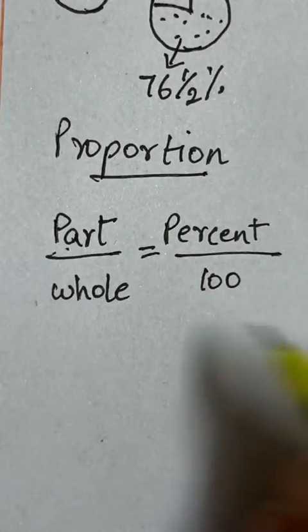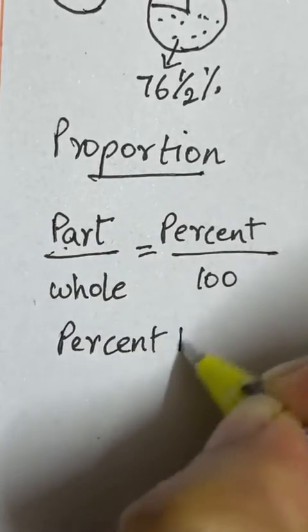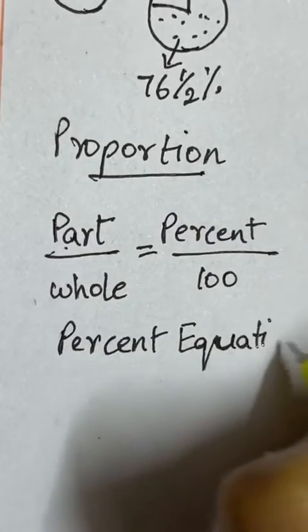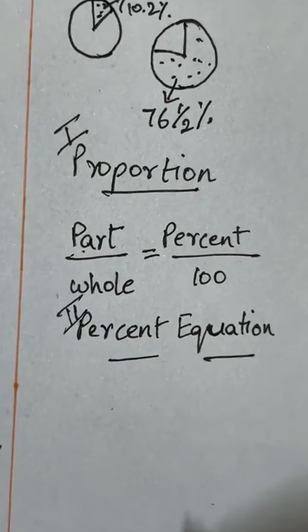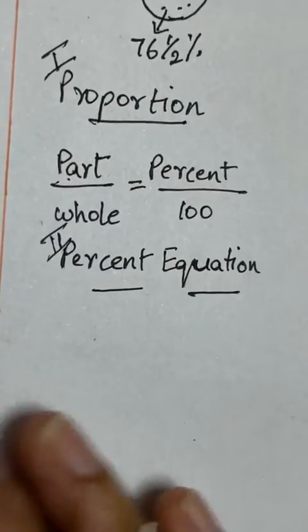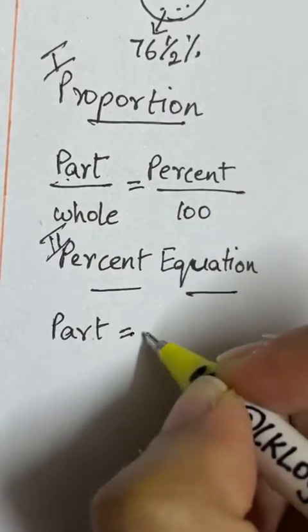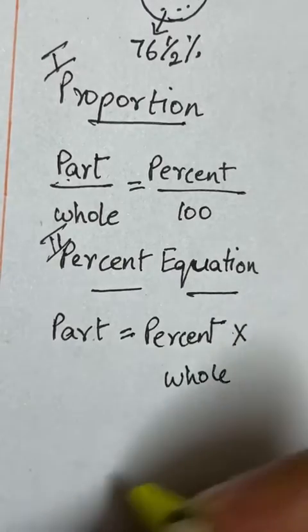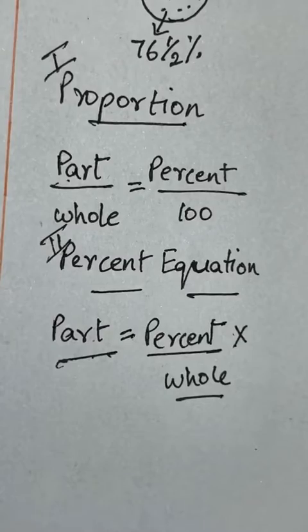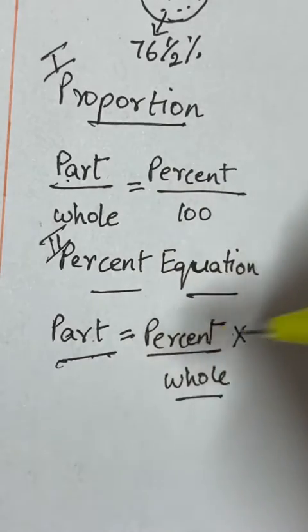Now there is another way that is called the percent equation. So I'm going to write that down. This is the first one. This is the second one. In the percent equation, what do we write? We write the part, it's just cross multiplied, nothing else. Part is equal to percent times whole. That's it. So these are the two ways you can solve percentages easily, either using proportions or using percent equations where part is equal to percent times whole.